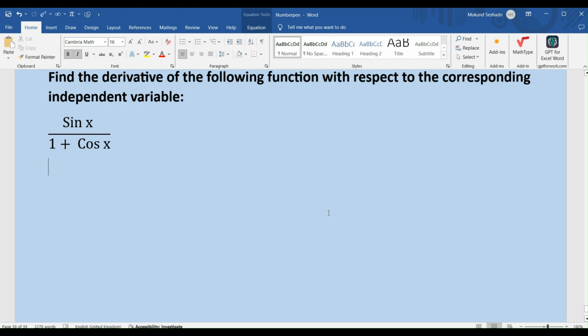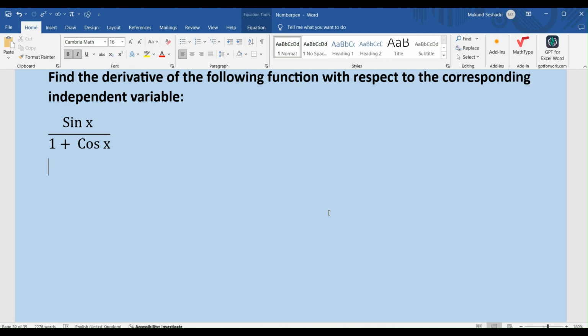So there we have the problem on our screen. Find the derivative of the following function with respect to the corresponding independent variable. The function that we have is sin x by 1 plus cos x, right? So this looks like we have a function f of x of the type u by v, and my u is sine of x, my v is 1 plus cos x, right?